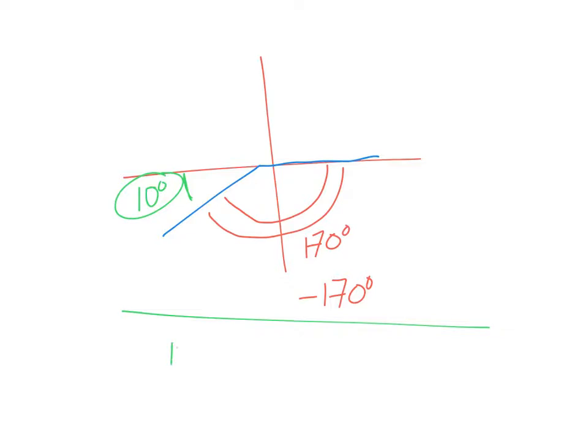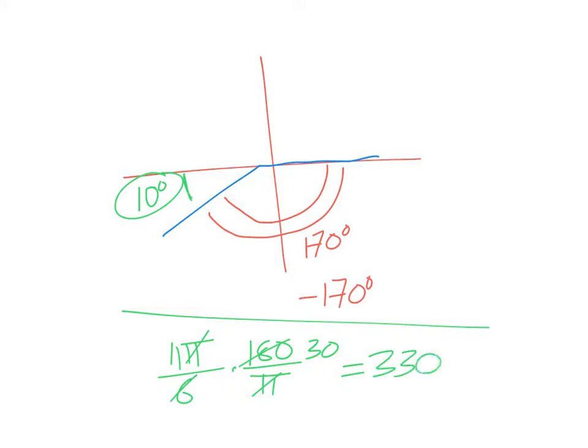Finally, we would do 11 pi over 6, converting to degrees. That's times 180 over pi. My pi's cancel out. 180 over 6 is going to be 30. 11 times 30 is going to be 330 degrees. And that's it.